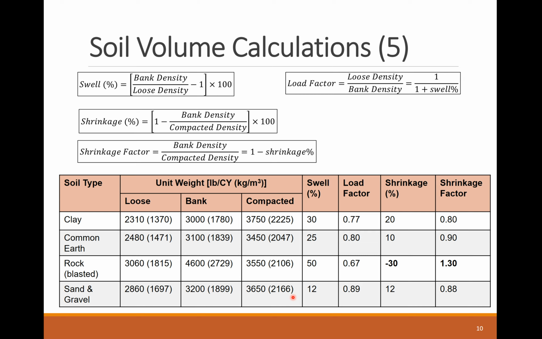The highest swell occurs for the rocks. You can see here by the swell percentage. And this happens because the volume significantly increased from its natural bank state as big boulders change to a loose blasted state. The least swell happens to the sand and gravel, due to the small differences between the loose and bank density.